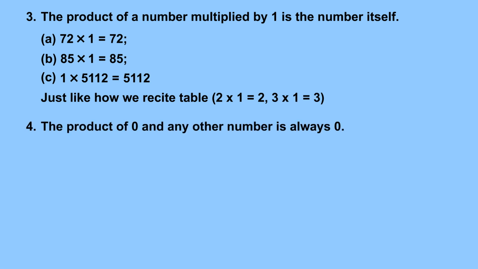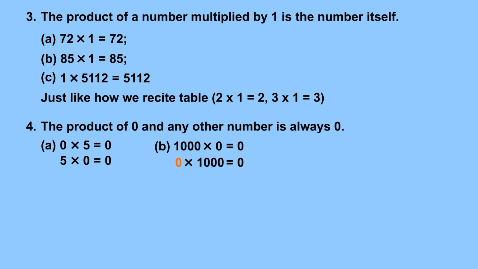The product of 0 and any other number is always 0. A. 0 times 5 equals 0. 5 times 0 equals 0. B. 1000 times 0 is equal to 0. 0 times 1000 equals 0.